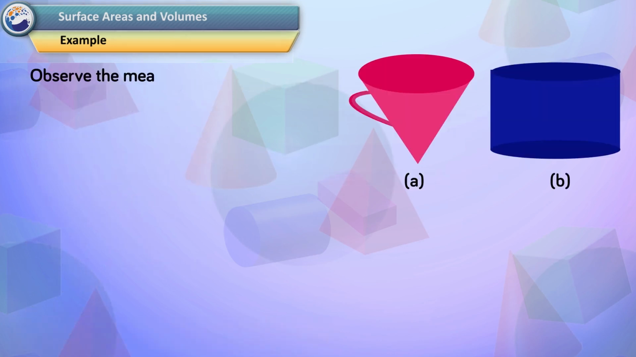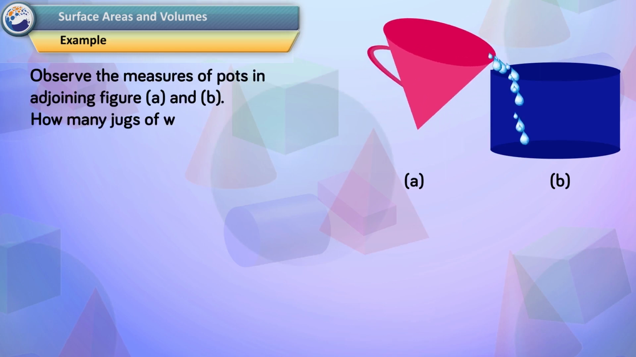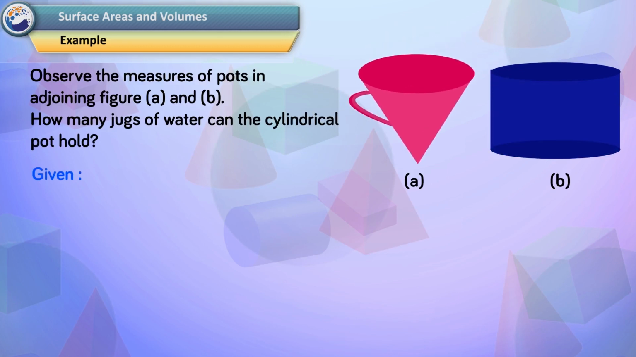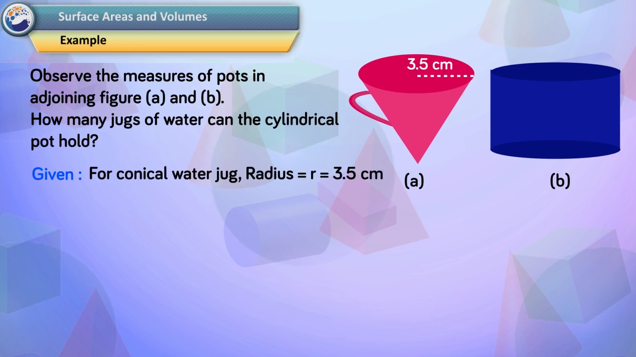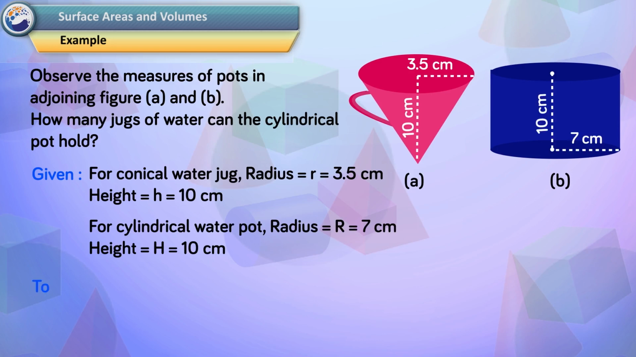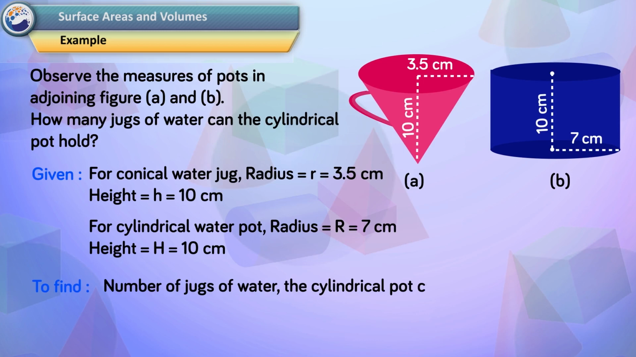Example. Observe the measures of the pots in adjoining figures A and B. How many jugs of water can the cylindrical pot hold? Given: for the conical water jug, radius r is equal to 3.5 cm, height h is equal to 10 cm. For the cylindrical water pot, radius r is equal to 7 cm, height h is equal to 10 cm. To find the number of jugs of water the cylindrical pot can hold, n.